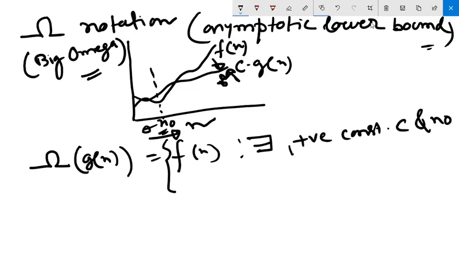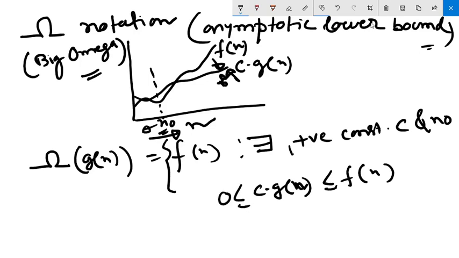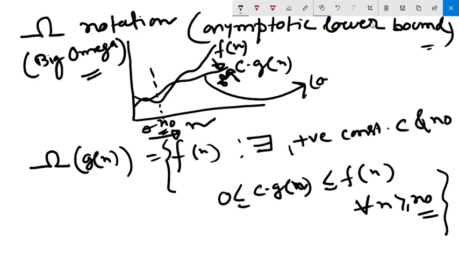So C and n0, such that C·G(n) is less than F(n), and C·G(n) is also greater than 0, for all n greater than or equal to n0. This is what the omega notation means, the definition of the lower bound. So this is the lower bound.